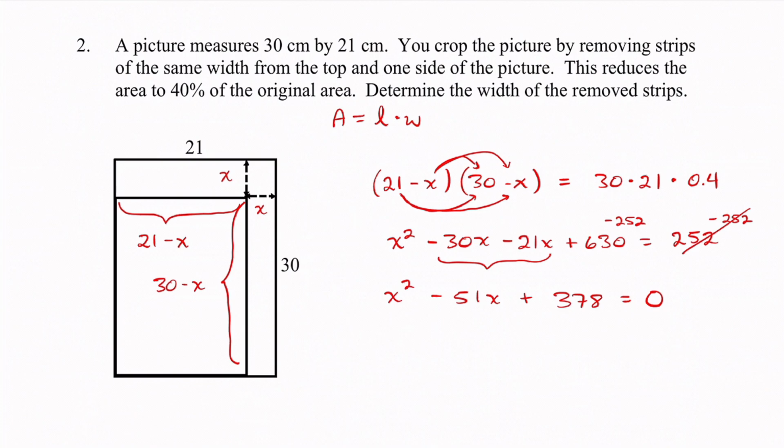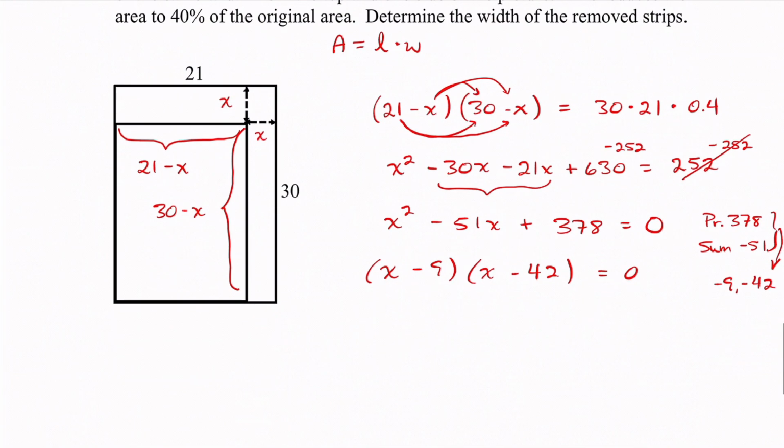So again, to solve this, we could use any of the methods that we looked at on the previous page. I'm going to use factoring. So I've got to have a product of 378 and a sum of negative 51. Now these numbers are quite difficult, so if you wanted to choose another method, you could, but in this case, the two numbers that are going to do that are negative 9 and negative 42. So our brackets split up. We've got x minus 9 and x minus 42 equals 0.